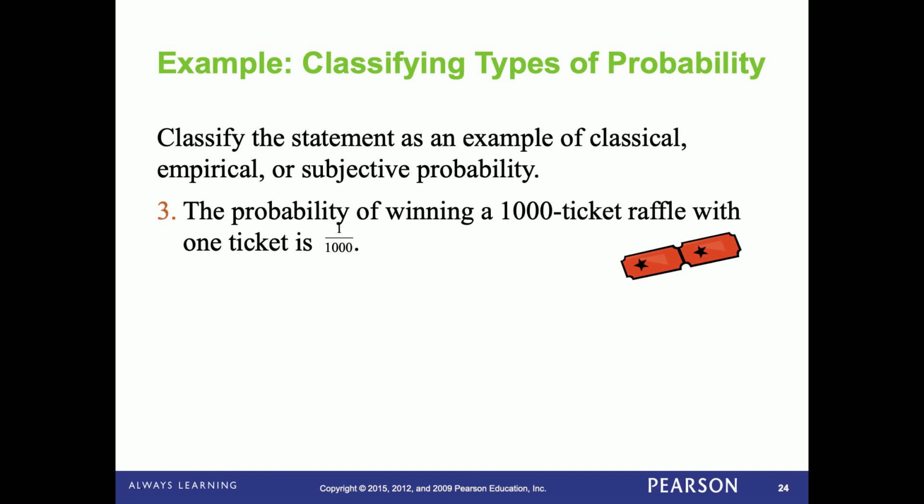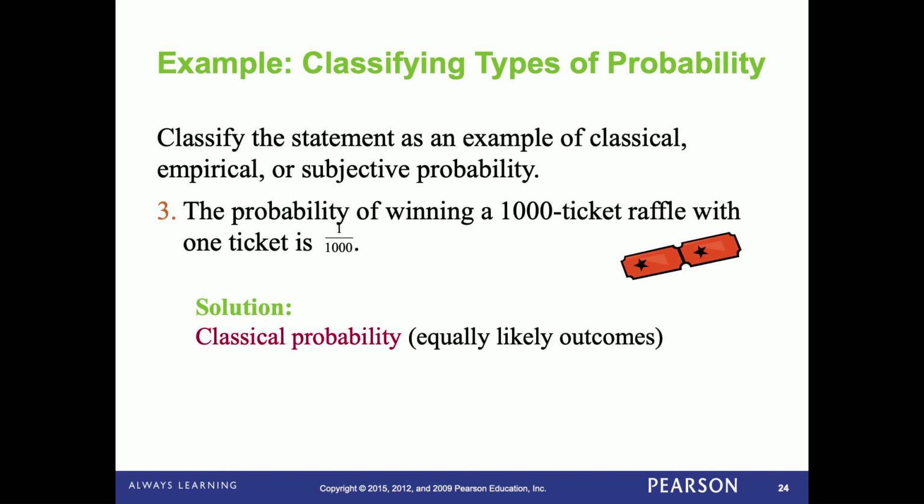The probability of winning a 1,000-ticket raffle with one ticket. If 1,000 tickets were chosen and you bought one of them, your serial number on your ticket is unique, and every one is unique. So all 1,000 are unique. There's a 1 in 1,000 chance of winning. This is pure classical probability. Everyone in that 1,000 has an equal chance of winning.